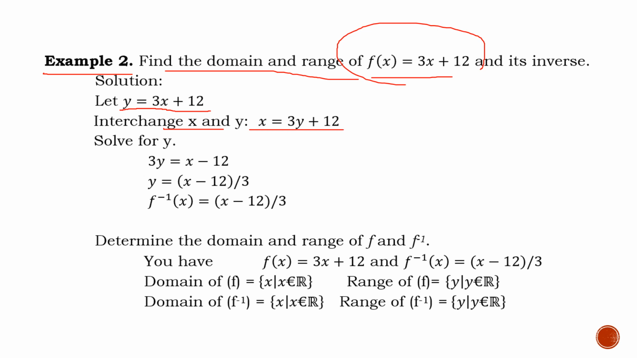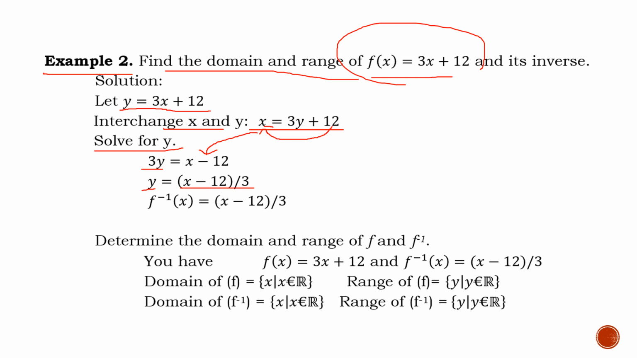So if we take the interchange between x and y, x now is equal to 3y plus 12. Solve for y. If we're asked to solve for y, we simply transpose this positive 12 to the other side of the equation, and it becomes x minus 12. That will be equal to 3y. Now, if we divide both sides of this equation by 3, then the 3 here will be cancelled out. So it becomes y on the left side of the equation, and on the right side, it is x minus 12 over 3.